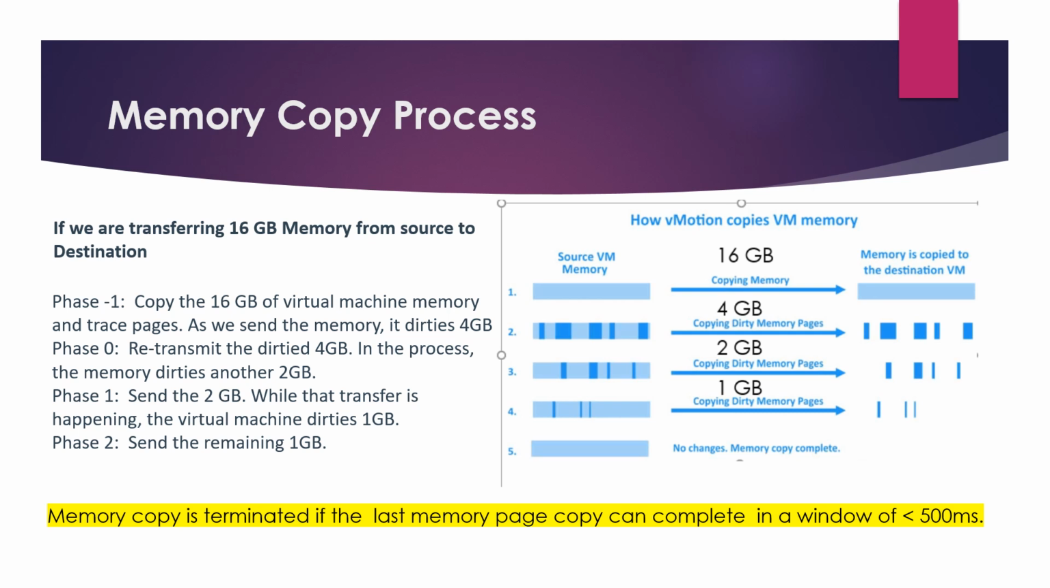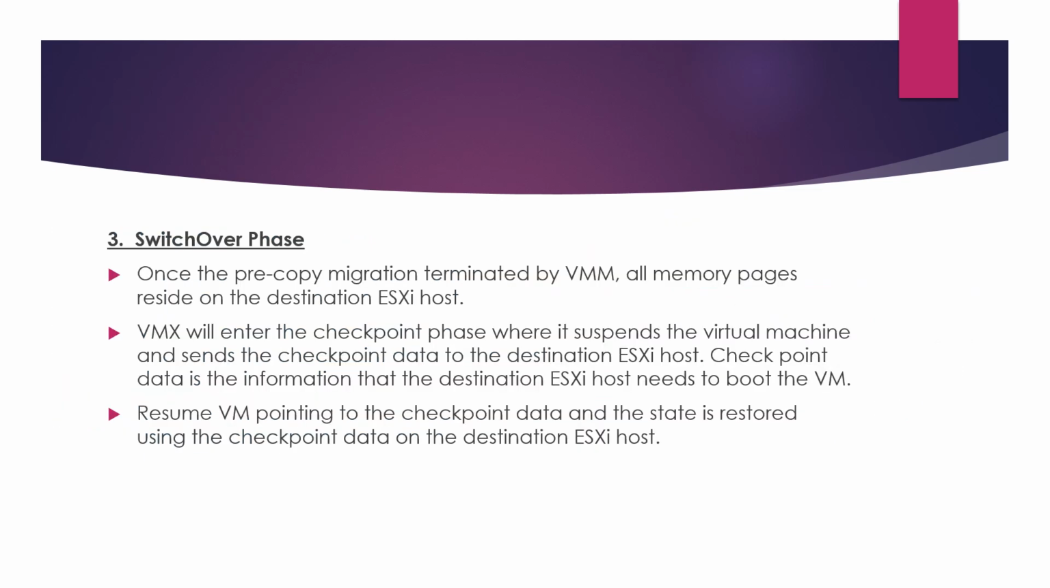Then in the next phase, this 4 GB of memory will be copied. During this phase, suppose another 2 GB is dirtied, so in the next phase it will copy the next 2 GB. During this transfer, if 1 GB of memory is dirtied, in the next phase this 1 GB will be copied. So if the last memory copy can complete within a window of less than 500 milliseconds, the memory copy will be terminated. So we have copied all the memory from source to destination.